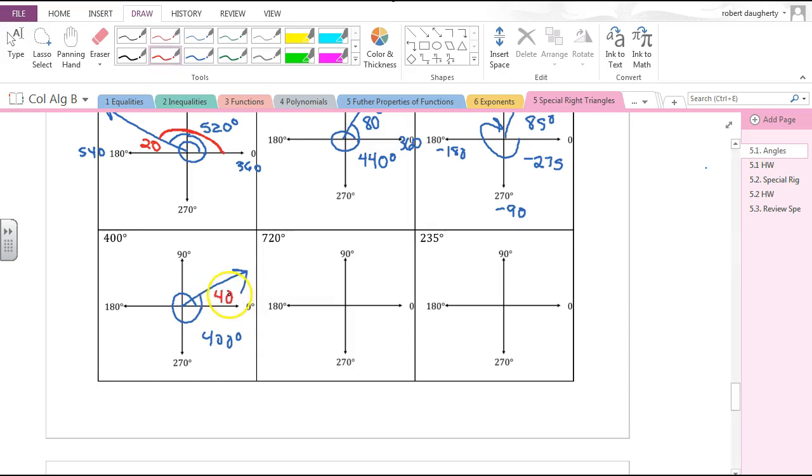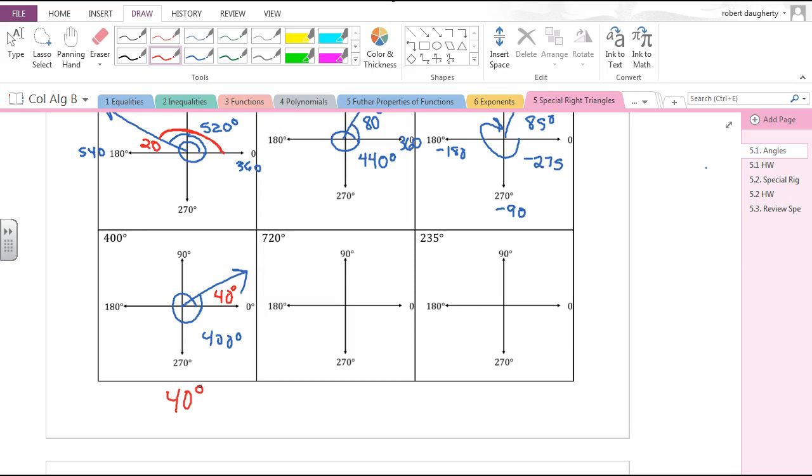That's 40, okay? So what angle is coterminal with 400? A 40 degree angle, okay? So if I went all the way one revolution, that's 360. Well, I want to go to 400, so I have to go 40 more. That's my 400 degree angle.